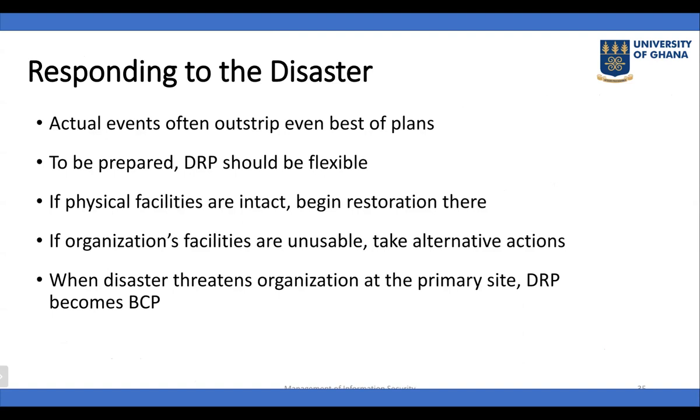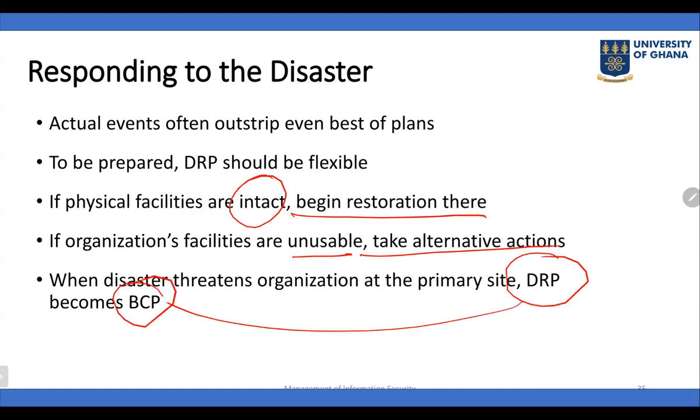Okay, so responding to disaster. Actual events often outstrip even the best of plans. So to be prepared, disaster recovery plans should be flexible. If physical facilities are intact, begin restoration there. If organization facilities are unusable, take alternative actions. When disaster threatens the organization at the primary site, the disaster recovery plan becomes the business continuity plan.